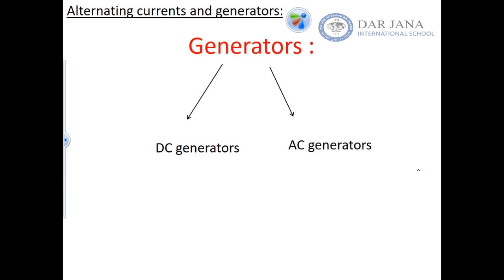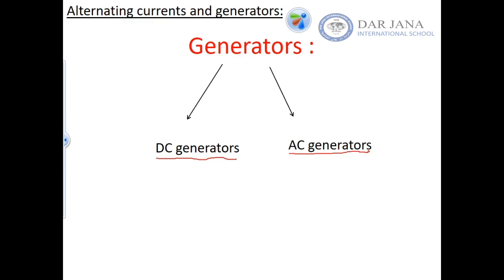Now we are going to move to the generators. We have two types of generators. The first type is called the DC generator, and the second type is called the AC generator. DC means direct current generator. This means that the current in the case of DC is constant. We can say that current is 2 amperes, 3 amperes, 5 amperes. It's constant, it's steady, it's not changing, it's not reversing direction. It has only one direction. While the second one, AC generators, is alternating current.